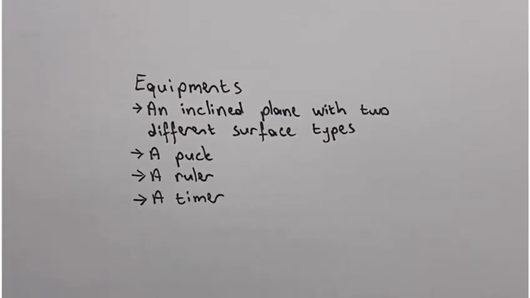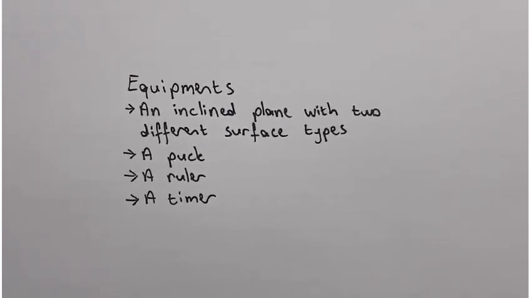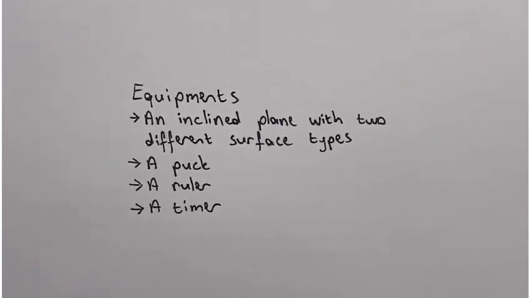Equipment needed for the experiment are an inclined plane with two different surface types, a puck, a ruler, and a timer. The height of the inclined plane was 21 centimeters long, and the length of the plane was 8 centimeters long. The angle was calculated as 15.22 degrees.